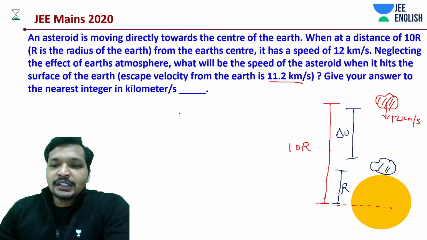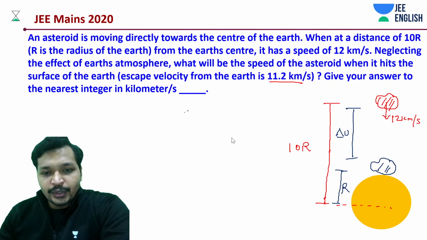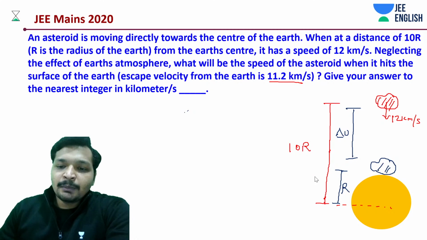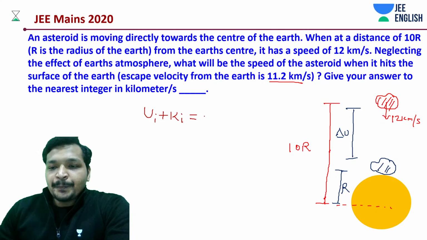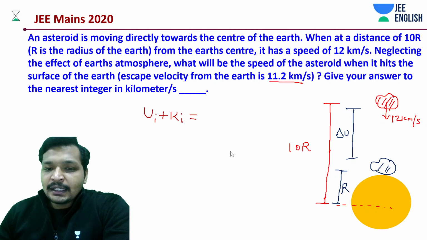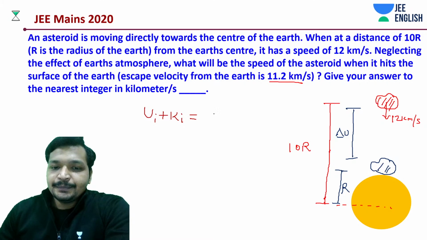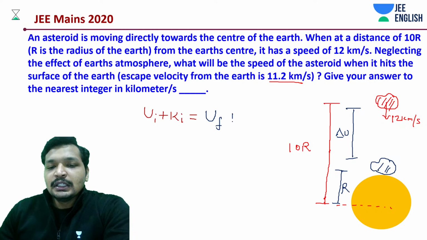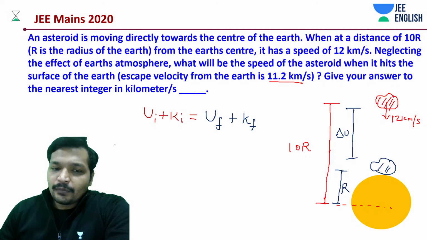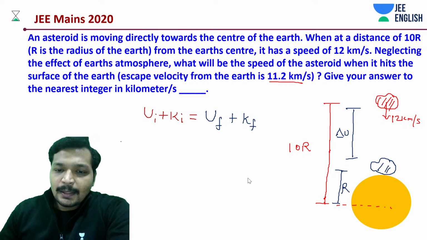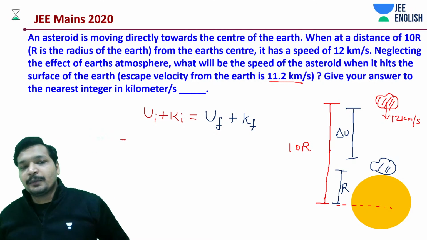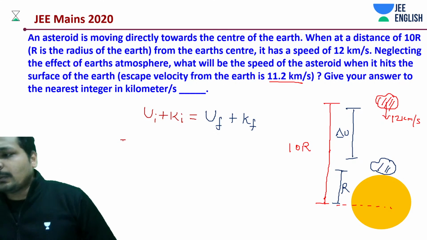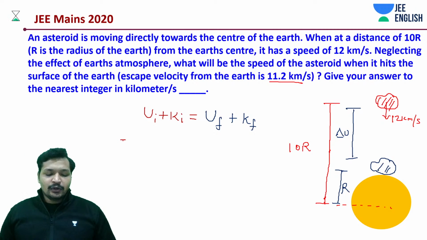So let's write down the equation. We'll be writing the equation for U initial. What do I mean by initial? Potential energy initial plus kinetic energy initial is equal to potential energy final plus kinetic energy final. Very easy. And now, what is potential energy initial? Don't forget the negative sign. This can be one of the mistakes, and we are almost approaching the end of your PYQs. This is actually 2020, but most probably we'll be dealing with 2019 PYQs next.